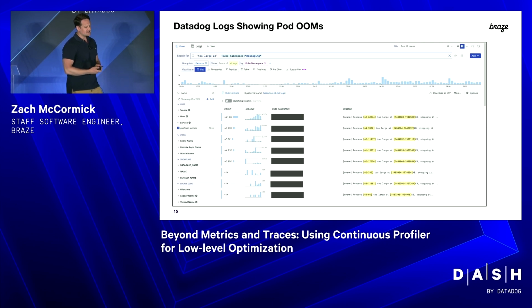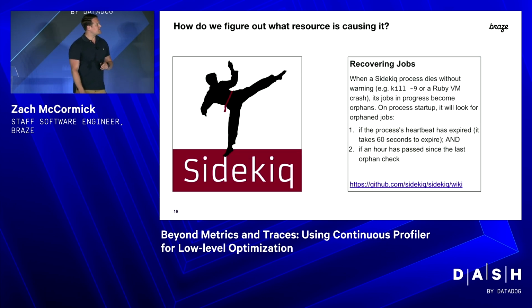So if we look at this screenshot from Datadog logs, I've got a nice little search there for the phrase "too large at." We can see this lovely graph where this is happening thousands and thousands of times, way more often than we want it to happen. And what we want to do is figure out what's causing it. So we know that this is Sidekiq workers, this particular thing that we're looking at, and it's growing in memory in a way that we don't want.